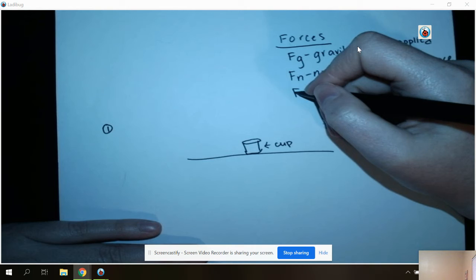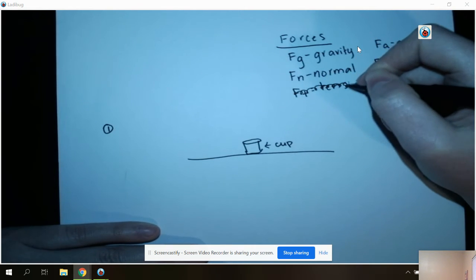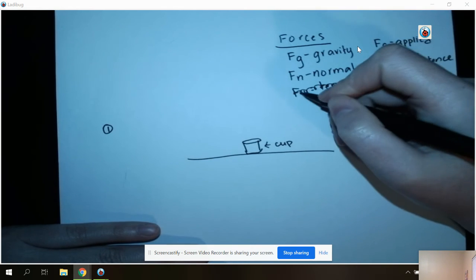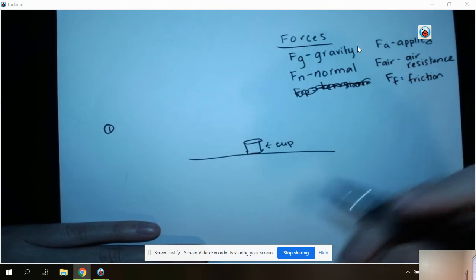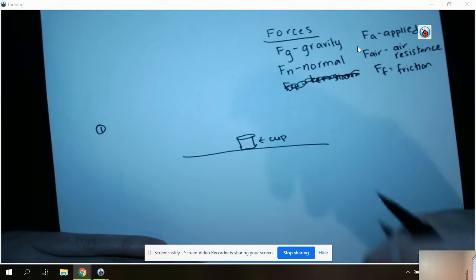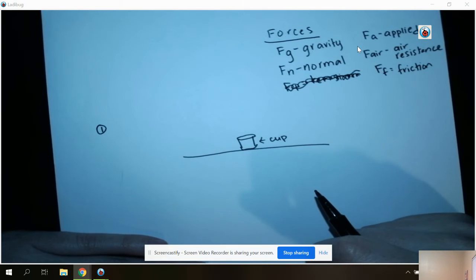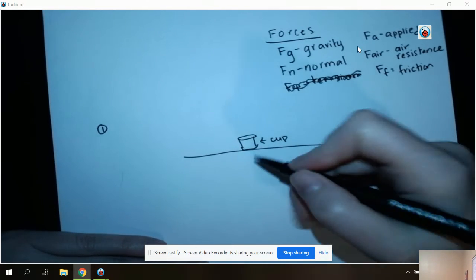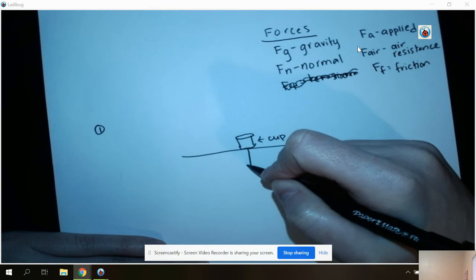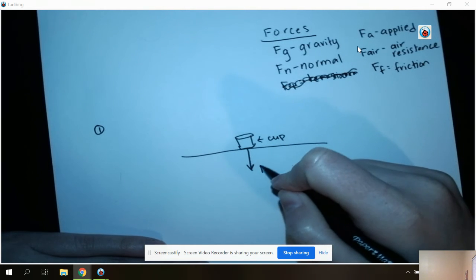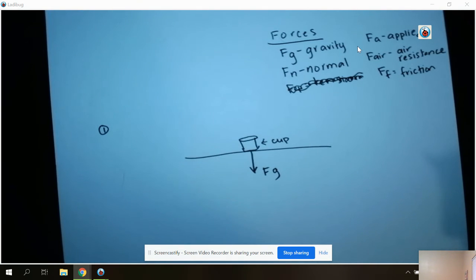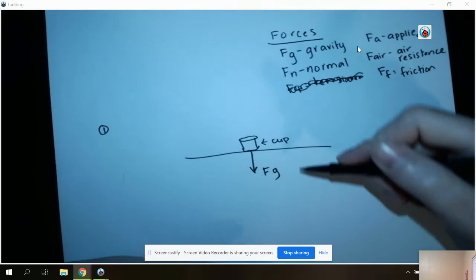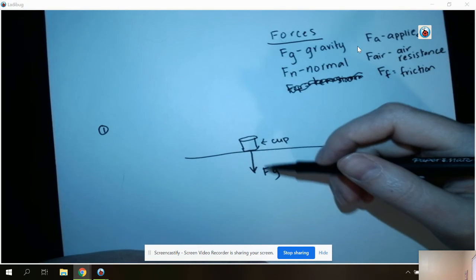And actually, let's go ahead and get rid of tension. I don't think we use that until later grades. I apologize. Okay, so we've got these 5 to choose from. The first force that is always acting on your objects, if you are on this planet, is gravity. And gravity pulls it downward. So whenever you're drawing your free body diagrams, you want to draw the arrow in the direction that the force is going. So gravity goes downwards. I'm drawing my arrow downwards.